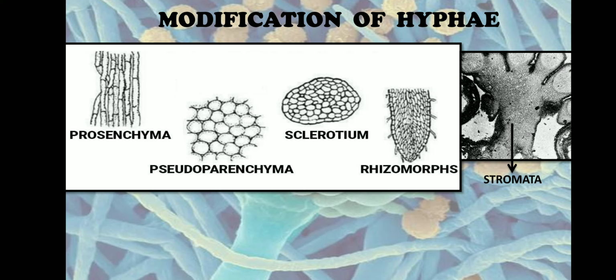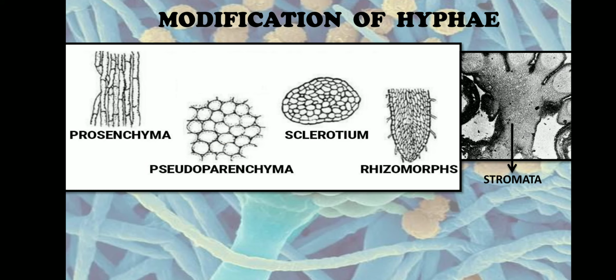Whereas the pseudoparenchyma is a complex hyphal modification seen in fungi, where the hyphae get compactly packed. Here the hyphae are tightly wound. If you see, in prosenchyma it is loosely woven, whereas in pseudoparenchyma it is tightly woven. The walls of the hyphae in the mass get fused and they lose their individuality in pseudoparenchyma. It appears as isodiametric or oval cells. It resembles the parenchyma tissue of the higher plants, therefore it is called pseudoparenchyma.